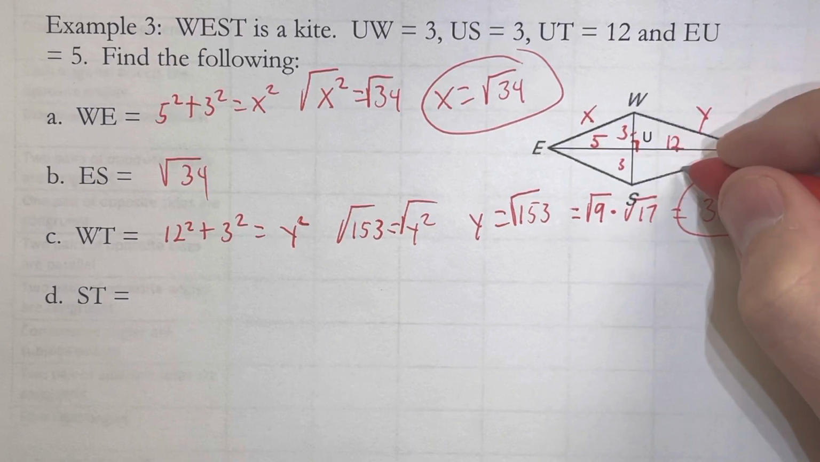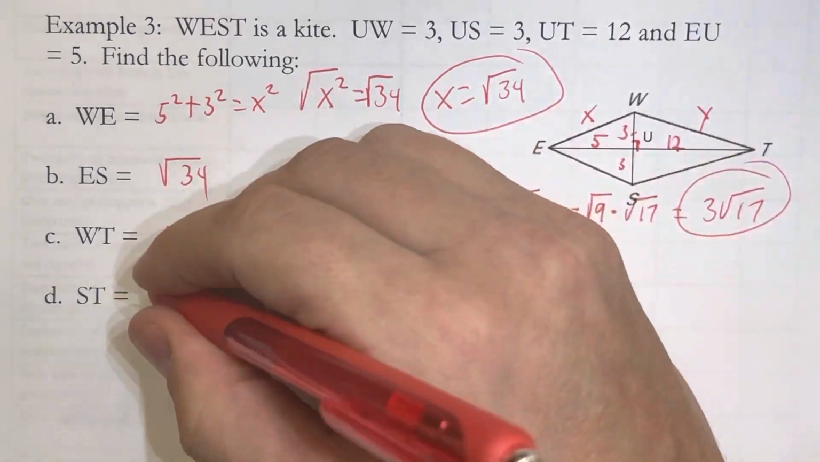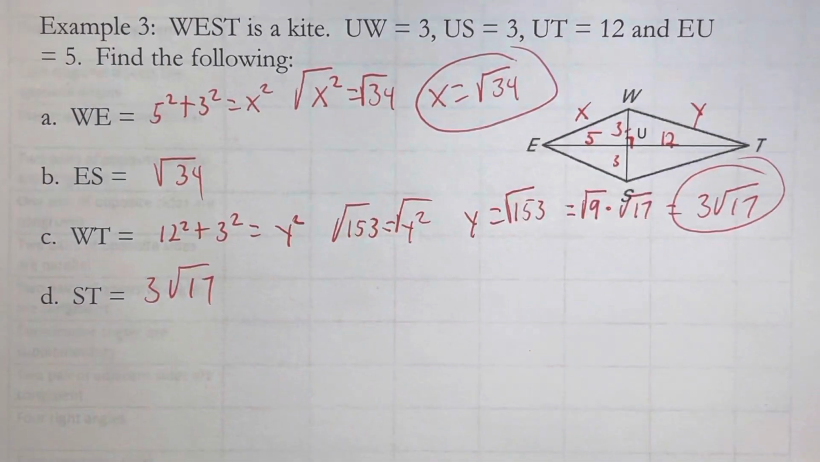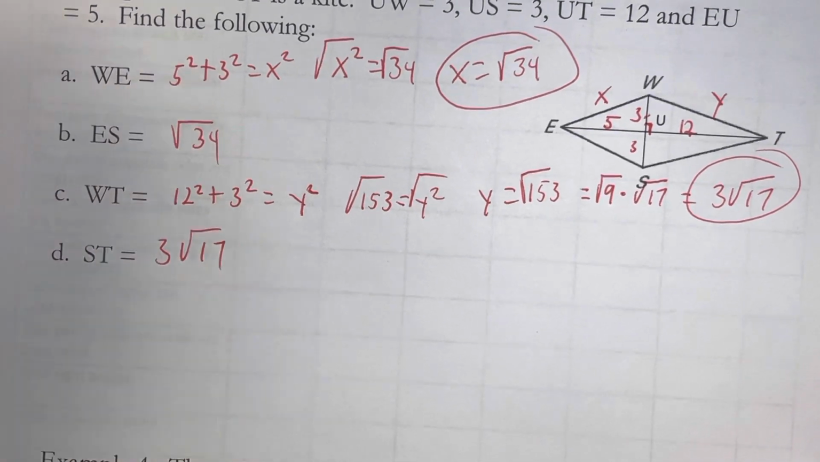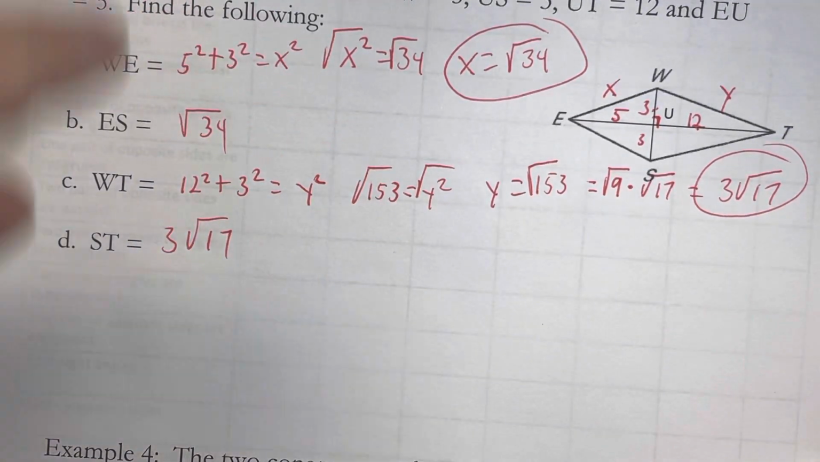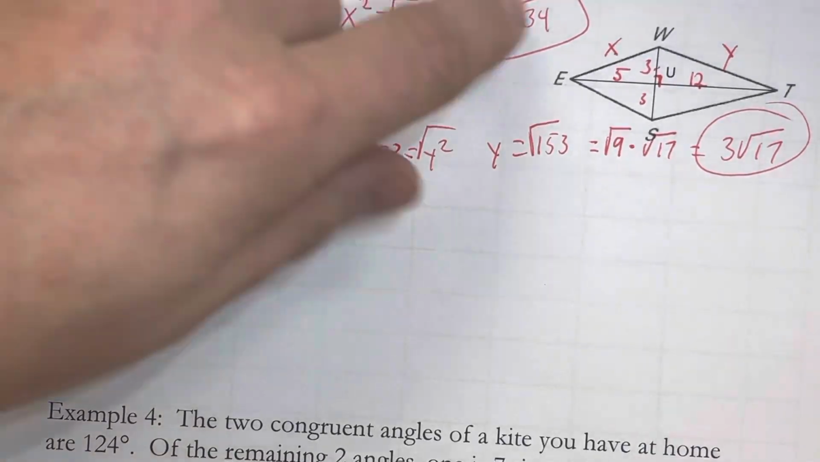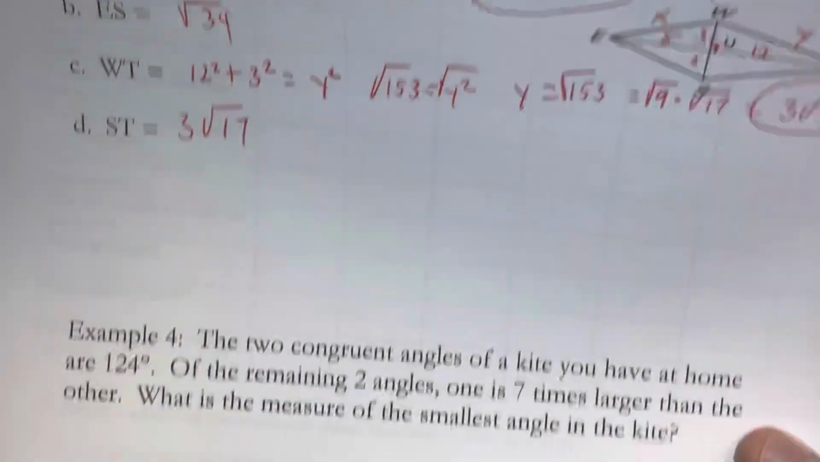And ST is also the same size. So that's 3 times the square root of 17. So just a little Pythagorean theorem problem there. I probably won't see one of those on the test, but thought it was worth doing here. You'll see a lot of right triangles as we kind of keep going.